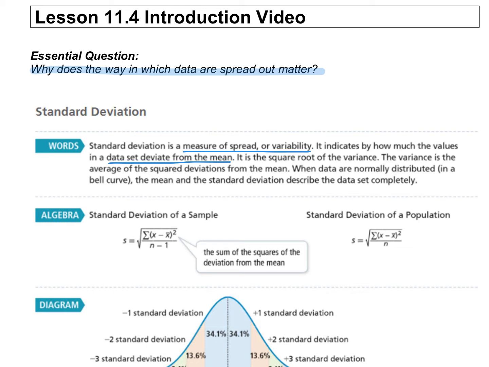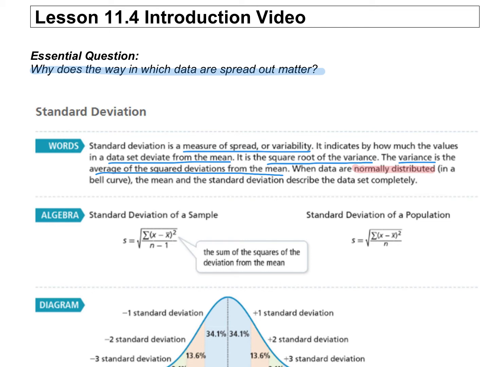All right. Here's where we get technical. It's the square root of the variance. So there's a new word. What is the variance? The variance is the average of the squared deviations from the mean. When data are normally distributed, you're going to see that normal distribution again. So when data are normally distributed in a bell curve, the mean and the standard deviation describe the data set completely.